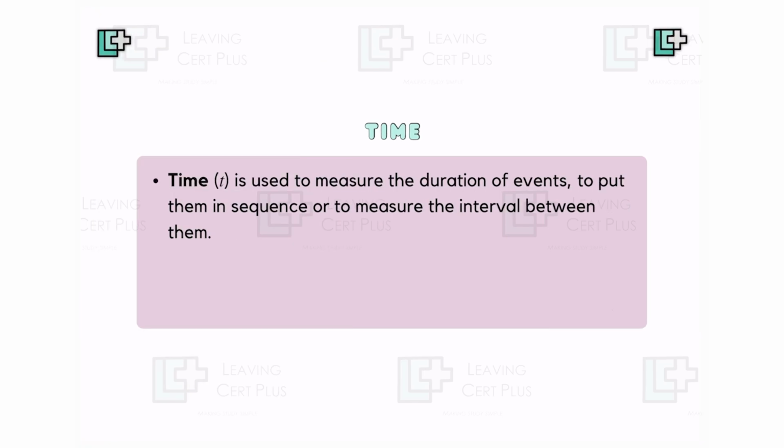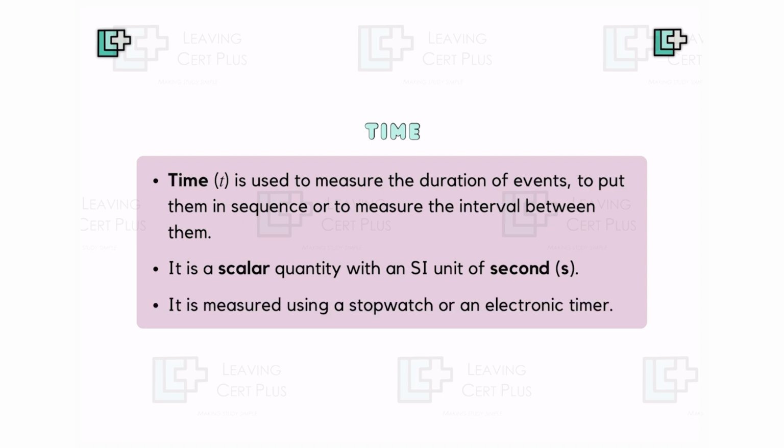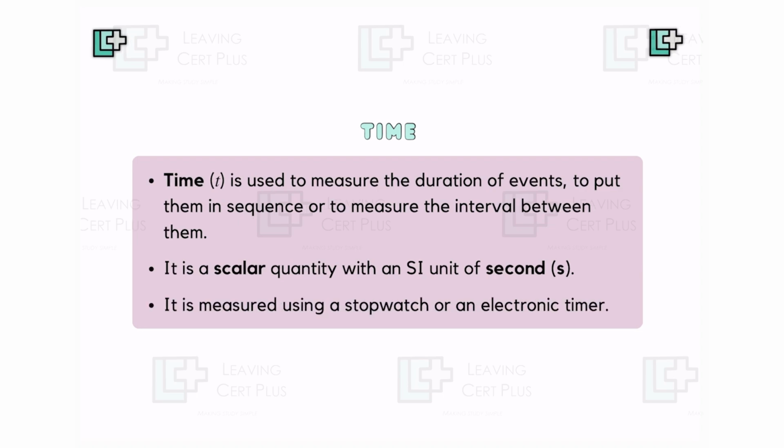Another important quantity that is a scalar is time. Time is used to measure the duration of events so that we can put them in sequence or figure out how delayed they are between one another. We can also think about which event is shorter or longer, and time is the quantity that allows us to do those comparisons. Time is a scalar quantity with an SI unit of 1 second, not 1 minute, not 1 hour. The unit of time is 1 second. And finally, we measure time using a stopwatch or an electronic timer.